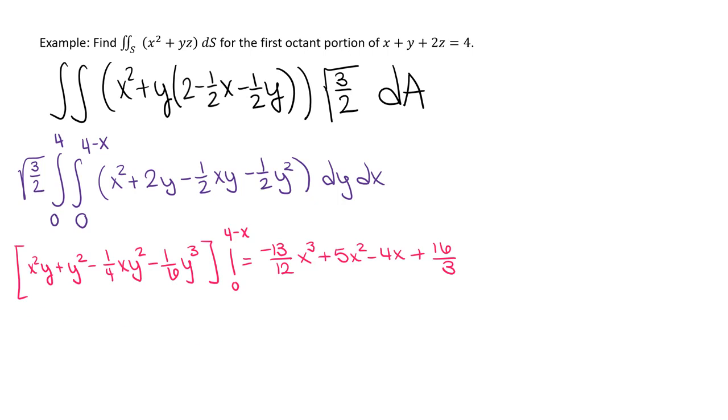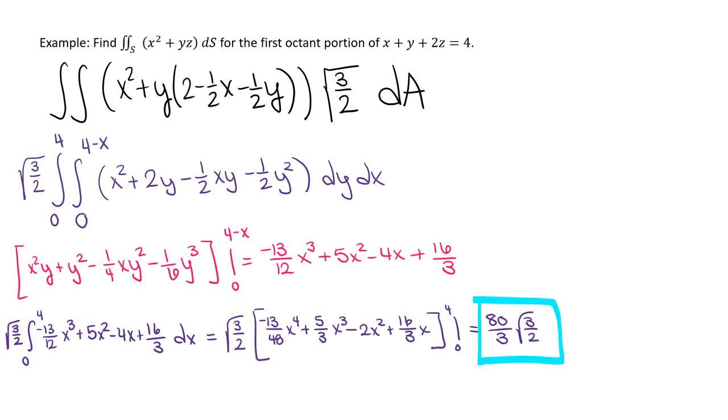So finally, I'm going to have to integrate that answer, which was the negative 13/12 x to the third plus 5x squared minus 4x plus 16/3. I'm going to integrate that with respect to x. And I shouldn't forget about that constant that's out front. So I've got that square root of 3/2 in front. So found my antiderivative, plugged my bounds of integration, and then I used a calculator when I plugged the 4 in. I got 80/3 times square root of 3/2. I'm going to just leave my answer like that.